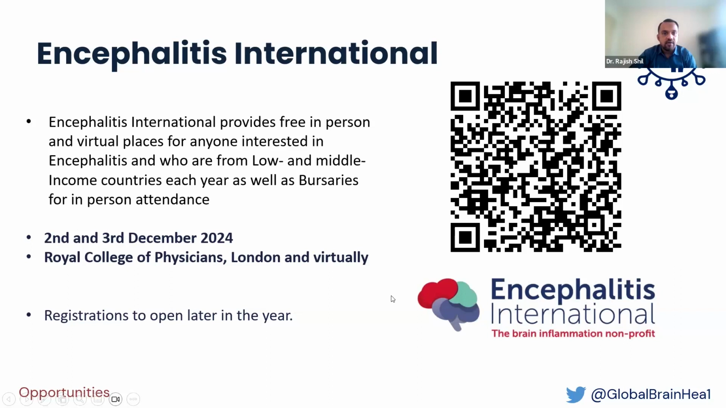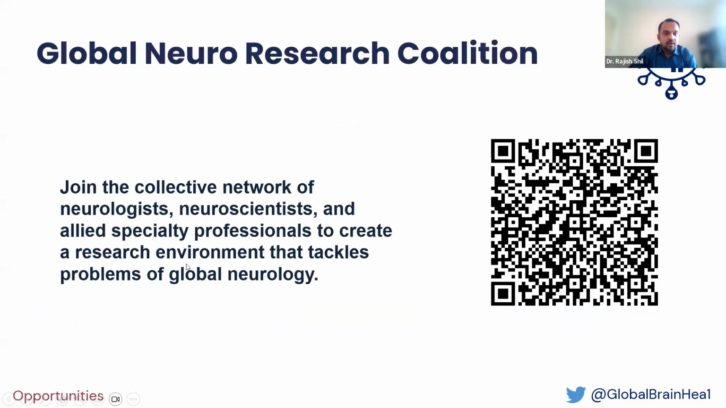Every year we run our Encephalitis International Conference. It usually happens in December, so please keep an eye on this, and the registration will open later in the year. And there are so many opportunities available as scholarships for free in-person and virtual places for people from low and middle income countries. So please keep an eye on this, and we'd like to meet you in London this year as well. Join our collective network for neurologists, neuroscientists, and health specialty professionals to create a research environment to tackle the problems of global neurology as well.